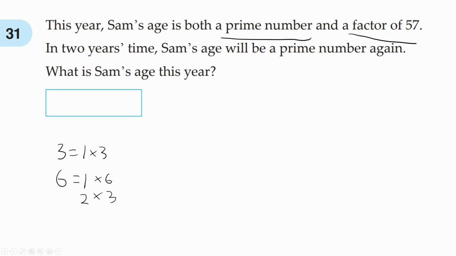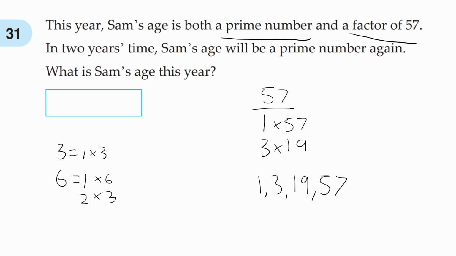His age is a factor of 57. So let's find the factors of 57. So 1 times 57. Does 2 go into 57? No. And we have 3 times 19. Does 4 go into it? No. 5? No. 6? No. 7? No. And you can keep going on forever, but you're not going to get any other factors. So these are our 4 factors of 57.